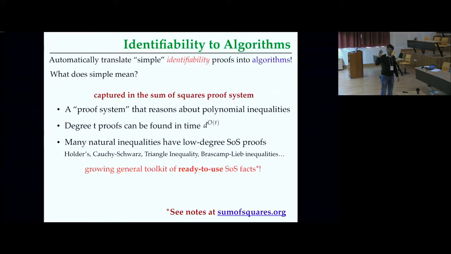There is some measure of simplicity. It turns out that many natural inequalities that we employ in our proofs, like Holder's inequality that Prateek pointed out earlier, along with many other inequalities, all have simple proofs in this proof system. That's the more formal version of the claim I made before: if you have a proof that only uses simple inequalities about polynomials, then there is an efficient algorithmic version of it, and you don't even have to try to get to it. It's just an automatic translation.